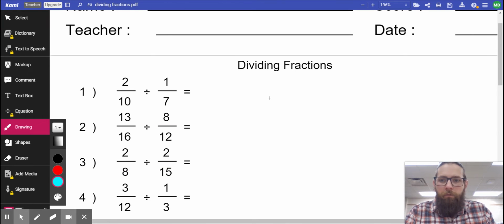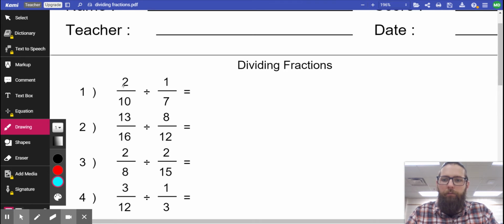Hey everybody, today we're going to be looking at how you can divide two fractions, which is kind of interesting because it's the same skill set as multiplying. You just have to make one quick change first. Let me show you how this goes.